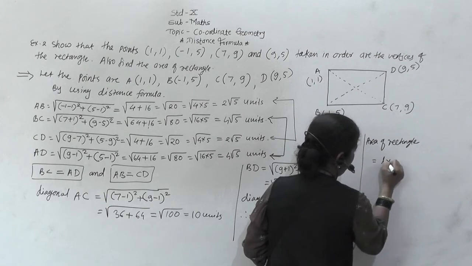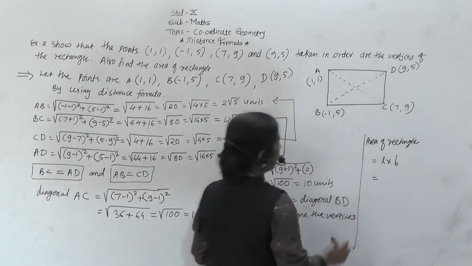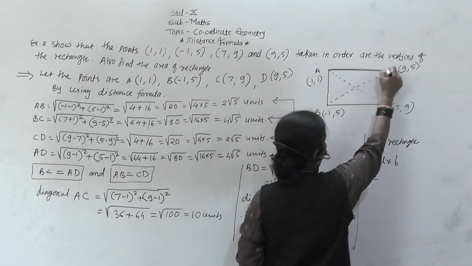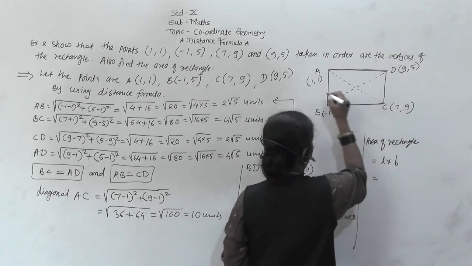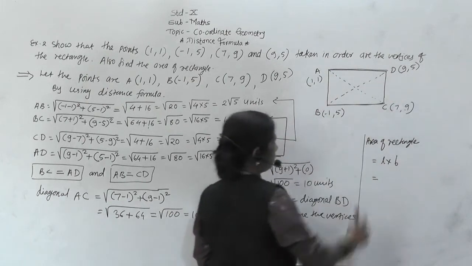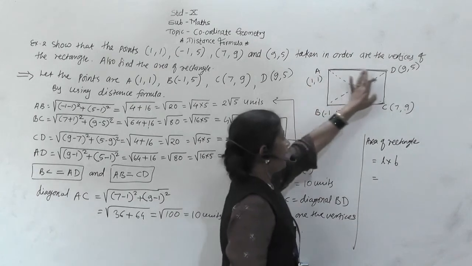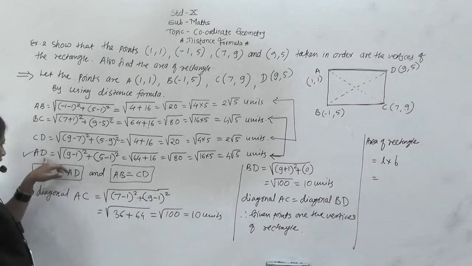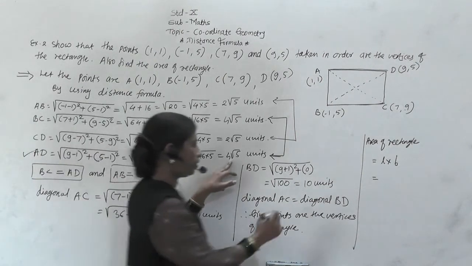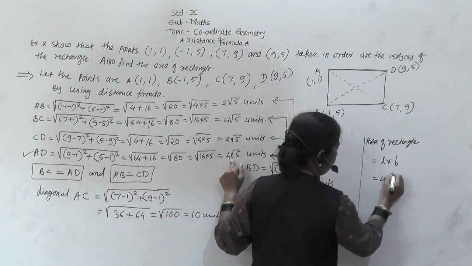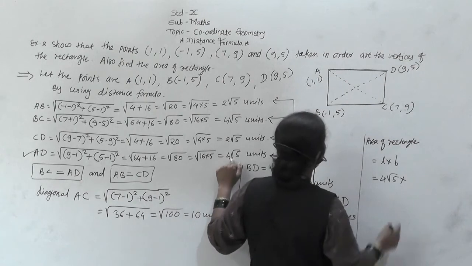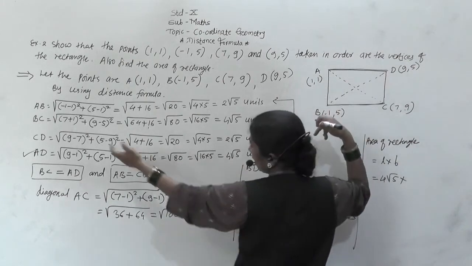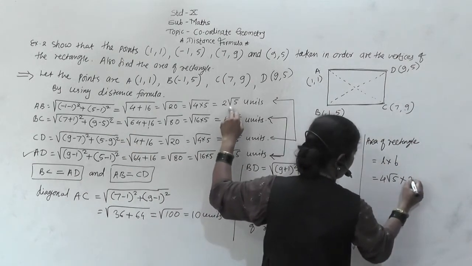Correct. Length into breadth. So what is length? This is your length, correct? This is your length and this side is breadth. So what do you get for the length? AD distance. We have found here that AD equals 4 root 5. So 4 root 5 into breadth. Breadth is CD or AB. AB you got 2 root 5.